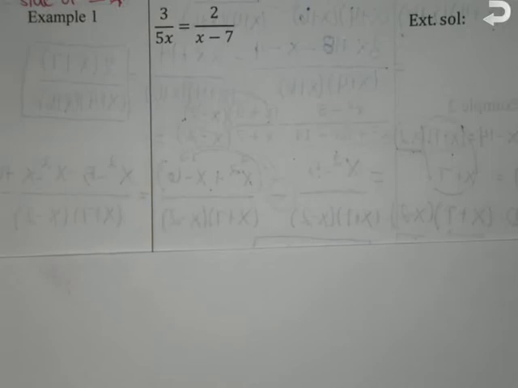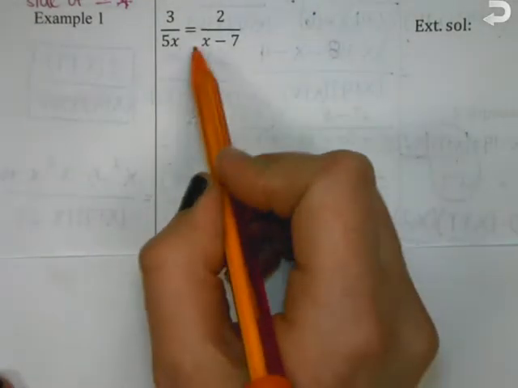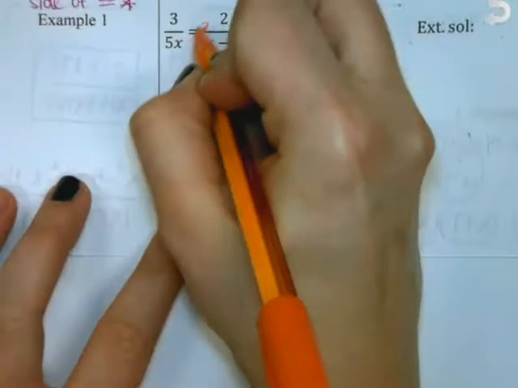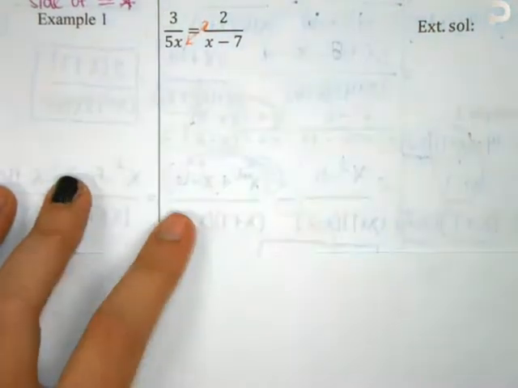Okay guys, so example 1. We have 3 over 5x equals 2 over x minus 7. First we want to ask ourselves, do we have only one fraction on each side? Yes. So we're going to cross multiply. I want you to actually show your steps here.